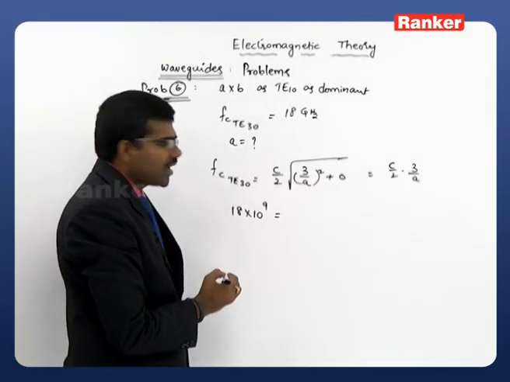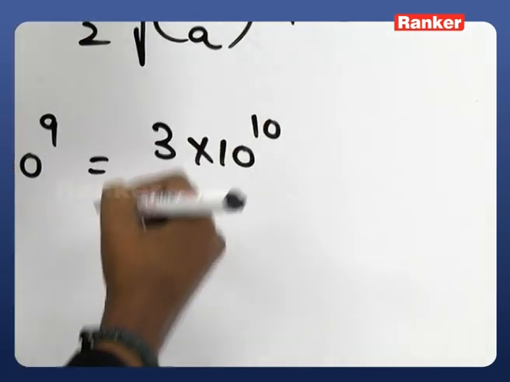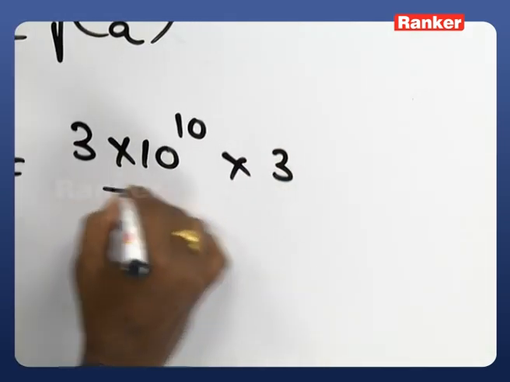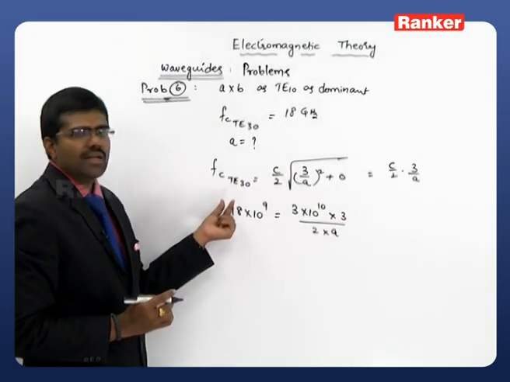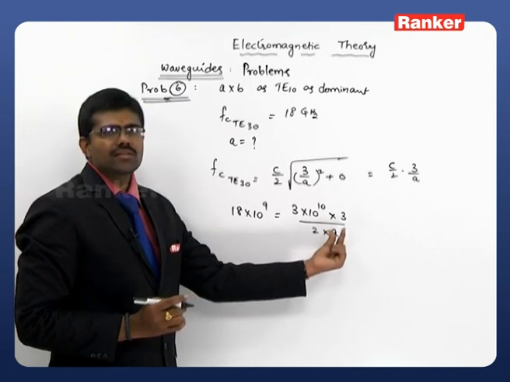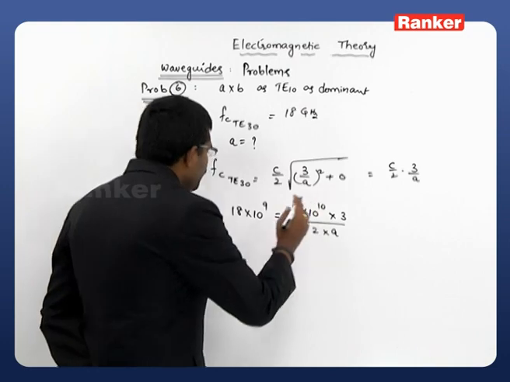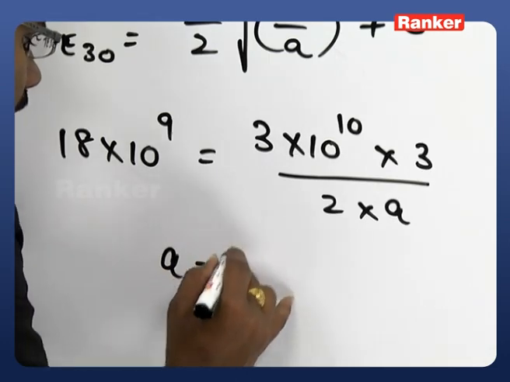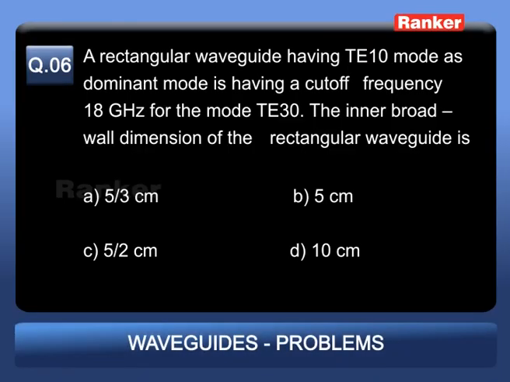That's 18 gigahertz, which is equal to c, 3 into 10 power 10 centimeter per second, into 3 divided by 2 into a. Just bring this a to the left hand side and this entire term to the right hand side, then you will get the broader dimension of our rectangular waveguide. After simplification, what you will get is a is equal to 5 by 2 centimeter. This is available in option C. So very simple problem. The answer is option C.